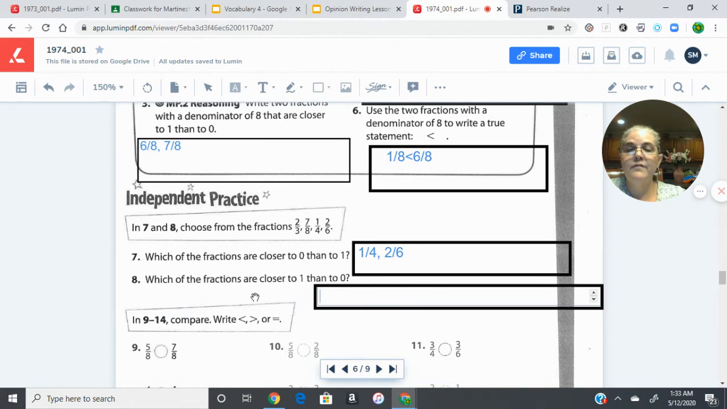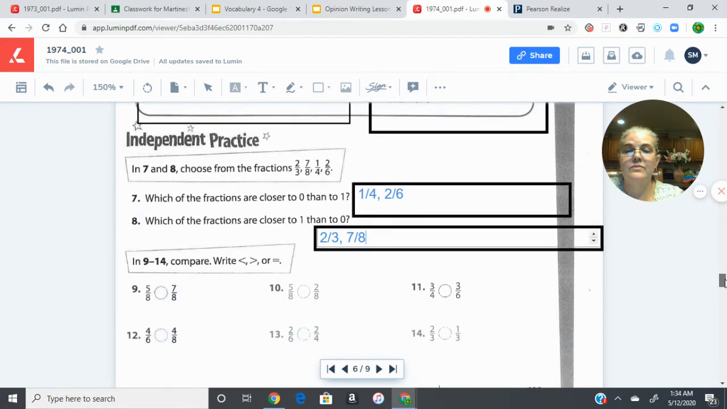All right, which of the fractions are closer to 1 than they are to 0? So just like the top, we're looking where they're almost all there, where we have the same number on the top and the same number on the bottom to tell us we have a whole. Okay, so 2/3 is close and 7/8 is close.